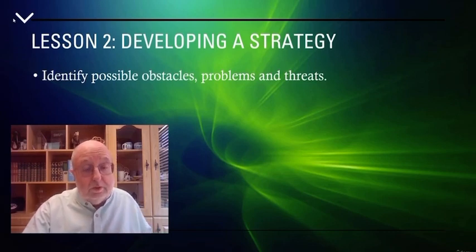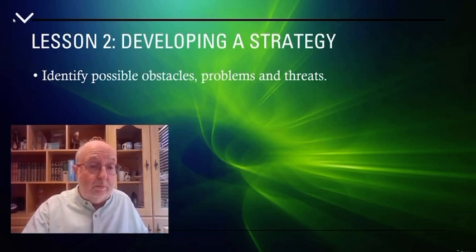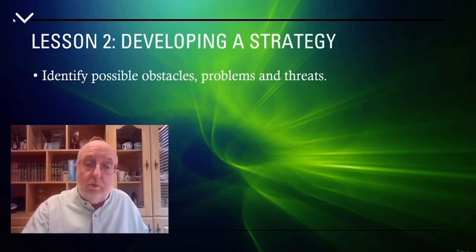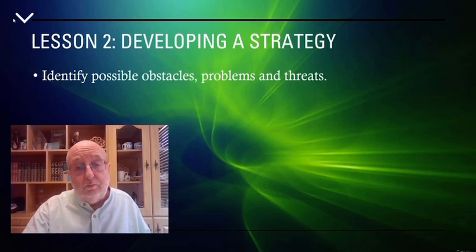Now, hopefully things will go really well, but we have to be realistic and recognize that things won't always go well. So the next step we need is to identify possible obstacles, problems, and threats. What could get in the way of moving forward towards this vision? What problems might we encounter on the way? And what can threaten this vision? What could actually stop this from happening, prevent it from becoming reality?